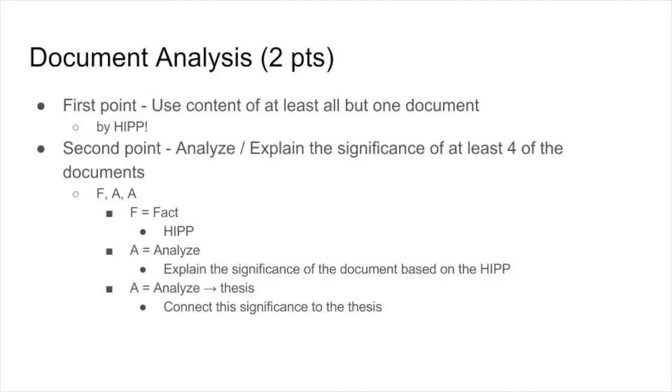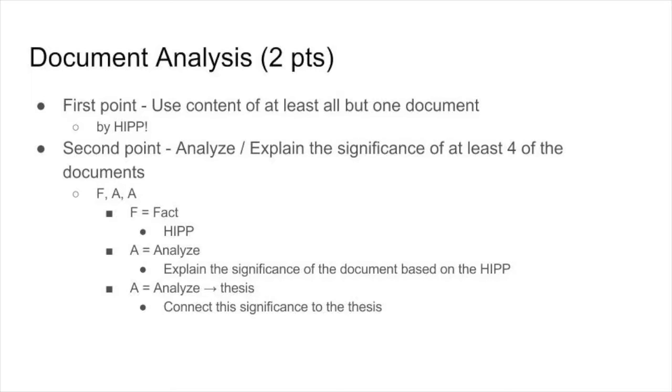Now for the 4th and 5th points, document analysis. For document analysis, you have to utilize the content of at least all but one of the documents. So we really recommend here that you use all of them just in case you make a little mistake. And you use those to support the thesis. And then also you have to explain the significance of that through HIPP. So the way we do that is we do the historical context and then we do one of the IP, which is intended audience, point of view, or purpose.